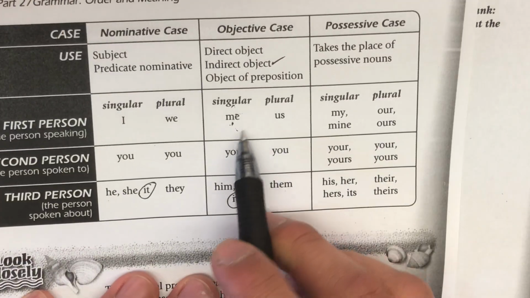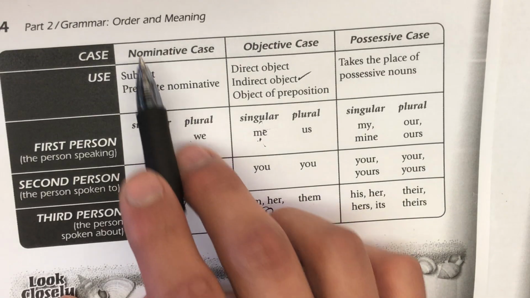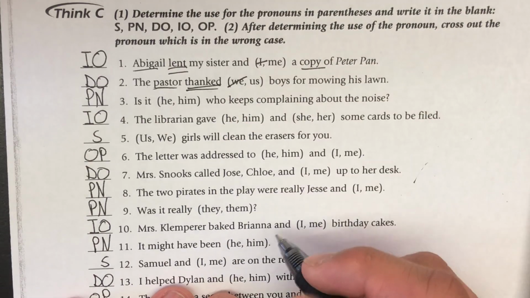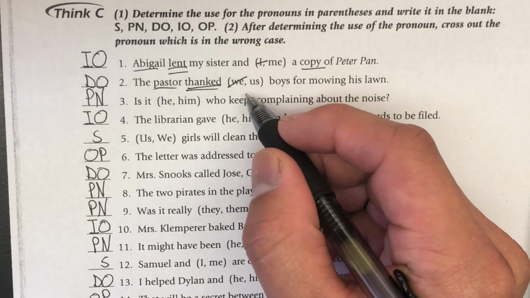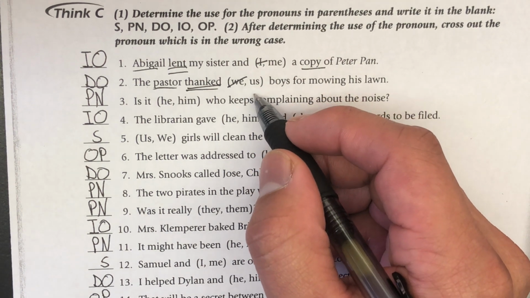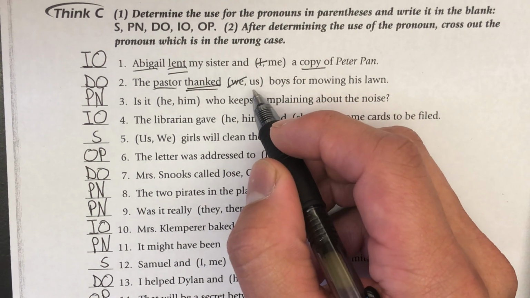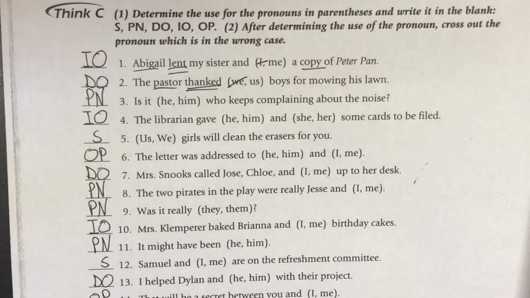All right, so let's look at our objective case. We is in the nominative case. So right off the bat, I know I can't use we because it is not the proper case that needs to be used because the pronoun is functioning as a direct object. So I need a pronoun in the objective case.